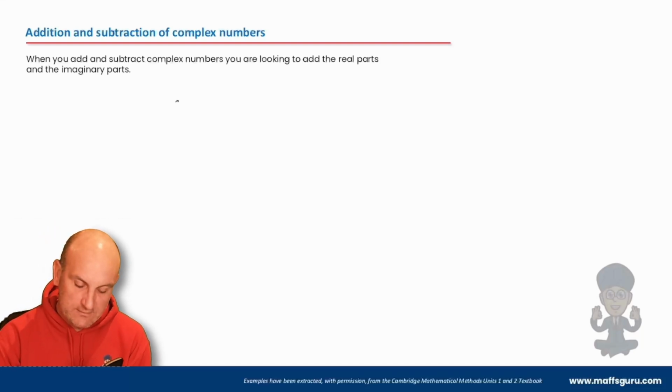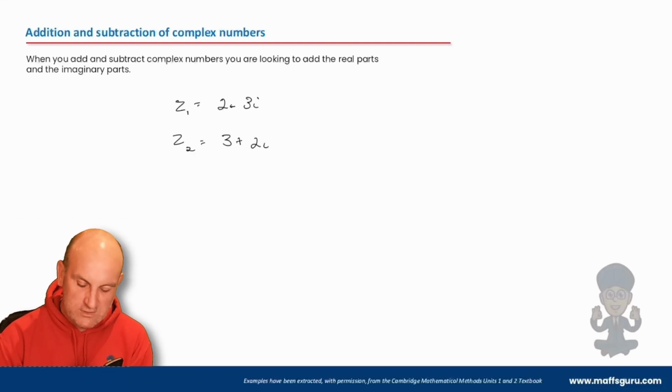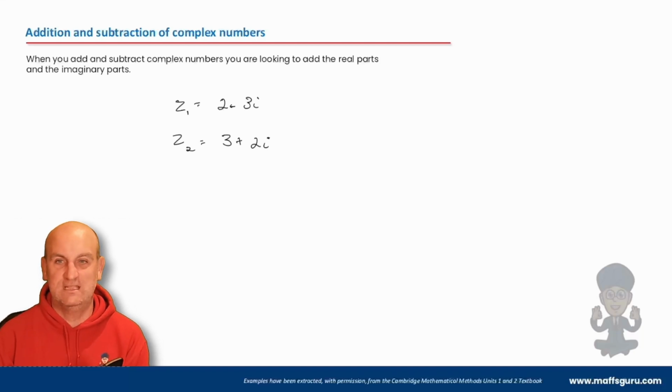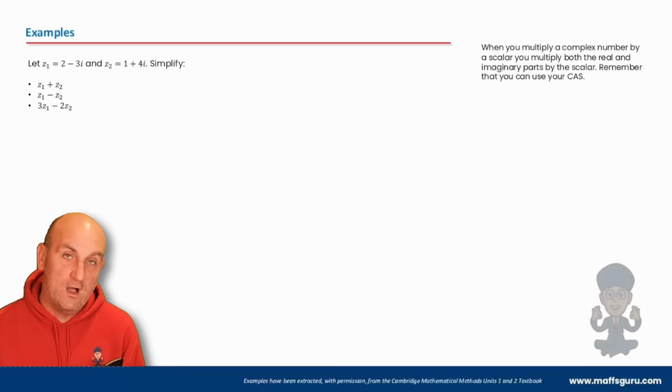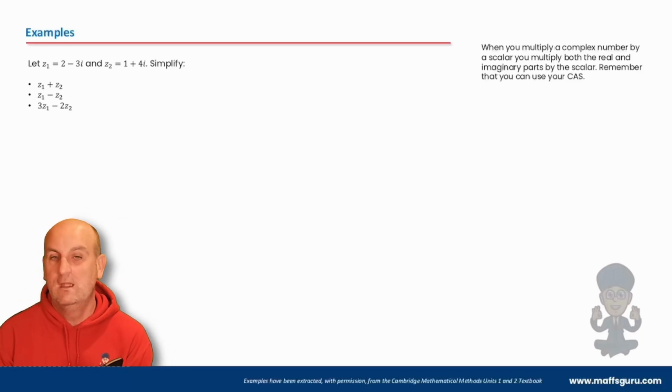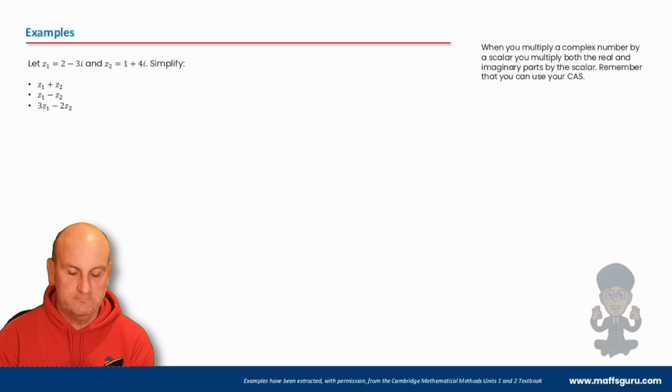Now, addition and subtraction of complex numbers, we can actually add these together. So if I had, for example, z1 is equal to 2 plus 3i, and z2 is equal to 3 plus 2i, you can actually add those things together. And it has a geometric meaning, believe it or not. But we're going to come back to that a little bit later on when we get to what we call Argand diagrams.